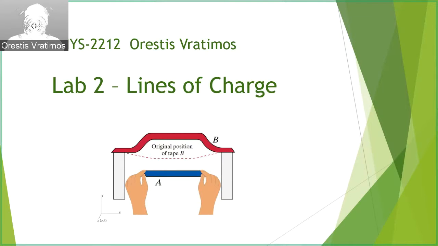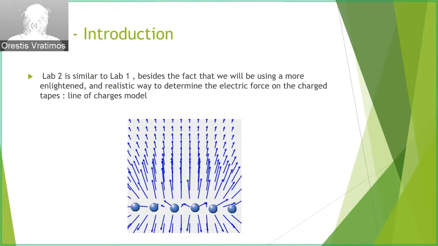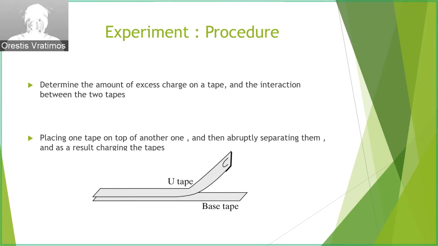Lab 2 is similar to Lab 1, besides the fact that we'll be using a more enlightened and realistic way to determine the electric force on the charged tapes, more specifically the line of charges model. So the procedure is the same: determine the amount of excess charge on the tape and the interaction between the two tapes. We're going to place one tape on top of another one and then abruptly separate them, and as a result charge both tapes.